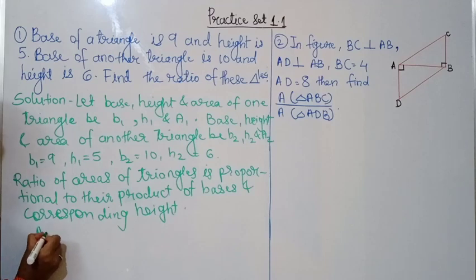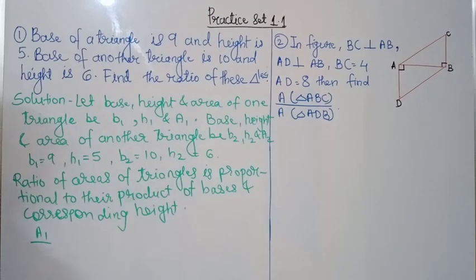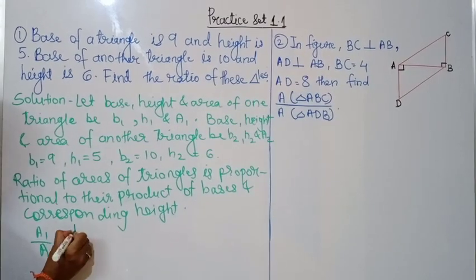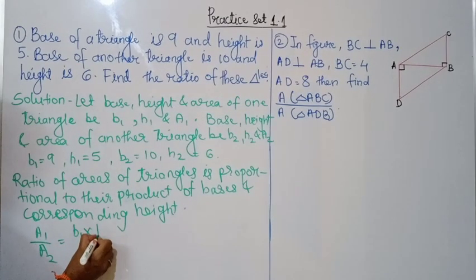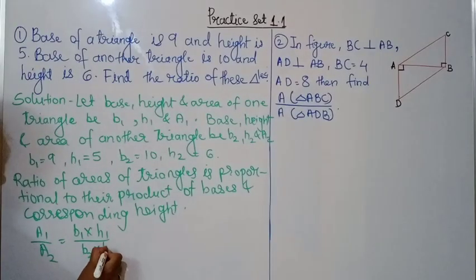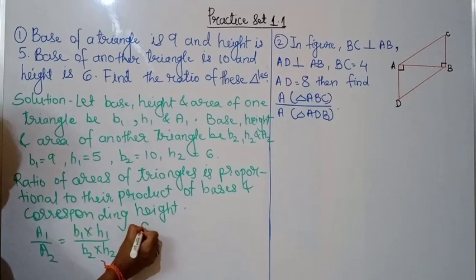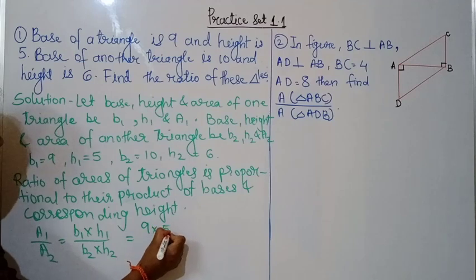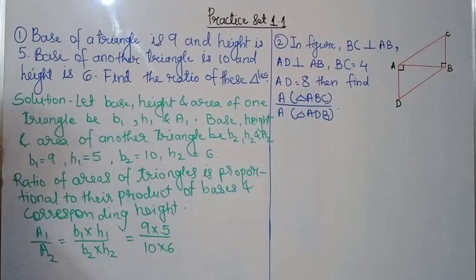Now what is our formula? Area of one triangle is A1. Area of the other triangle is A2. So A1 upon A2 equal to B1 into H1 upon B2 into H2. Okay. Now we'll substitute the values. What is B1 now? B1 is 9, H1 is 5, B2 is 10 and H2 is 6.